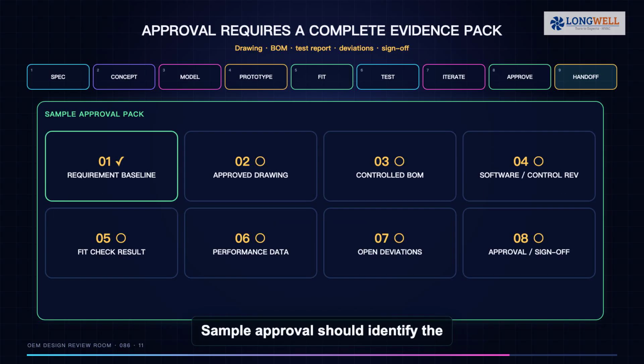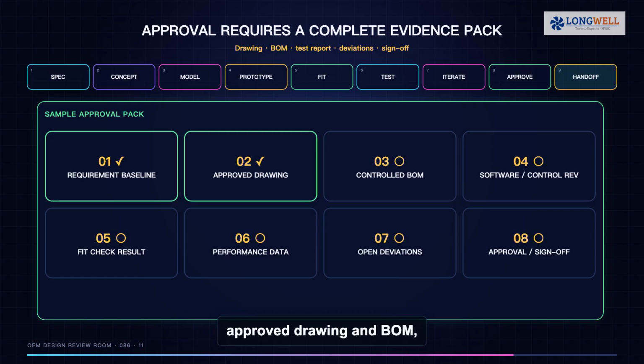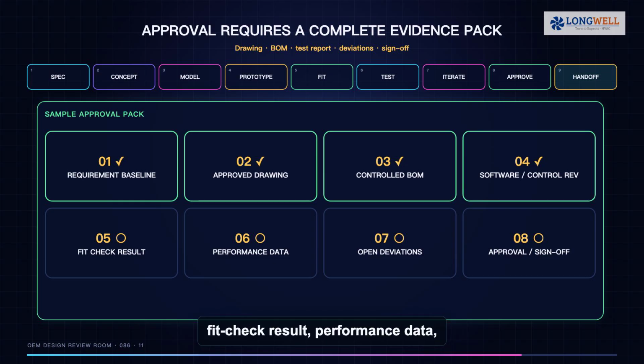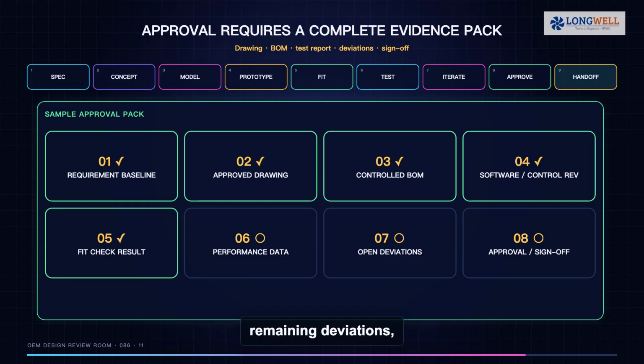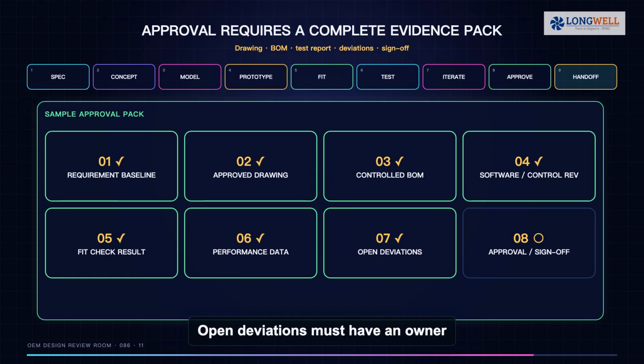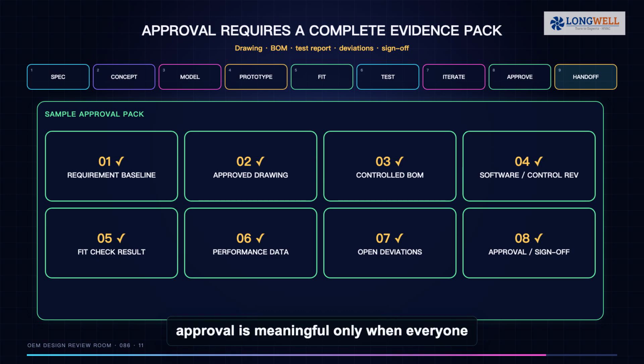Sample approval should identify the requirement baseline, approved drawing and BOM, control or software revision, fit check result, performance data, remaining deviations, and authorized sign-off. Open deviations must have an owner and disposition. The exact deliverables depend on the project agreement. Approval is meaningful only when everyone knows exactly what configuration was accepted.